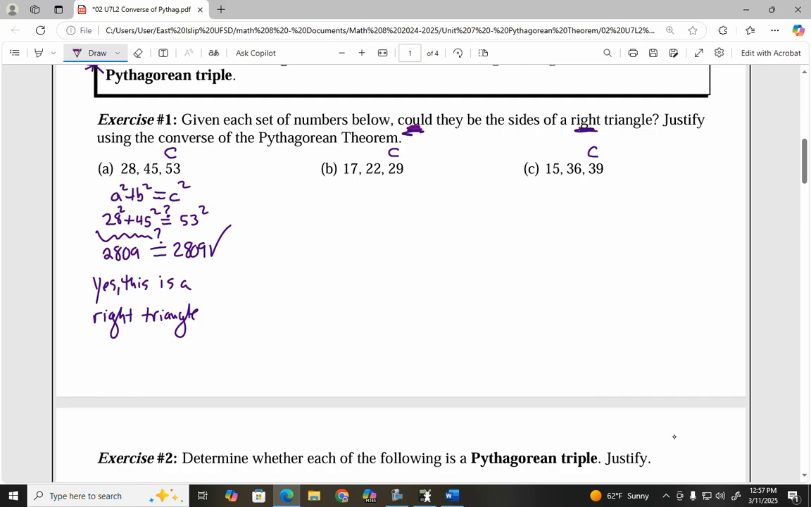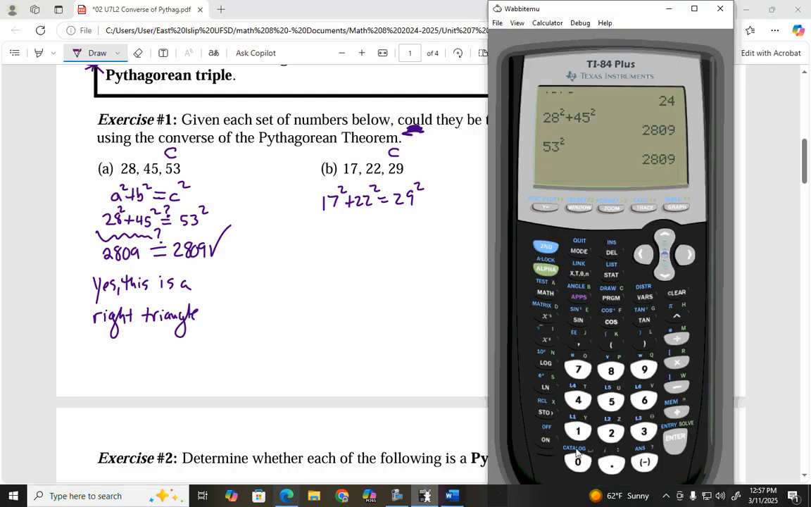Because the question is, could it be? So the answer has to be yes or no. Letter B, we'll do 17 squared plus 22 squared equals 29 squared, and then I pick up the calculator. Pythagorean theorem really shouldn't take a long time. It's a lot of calculator use. I need you to get used to using your calculator.